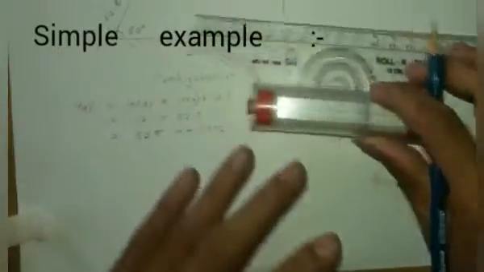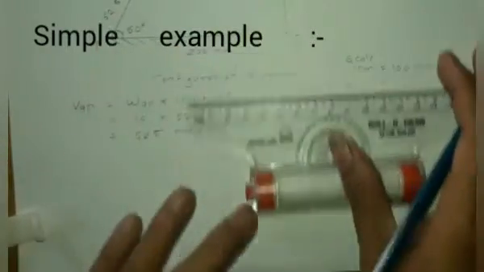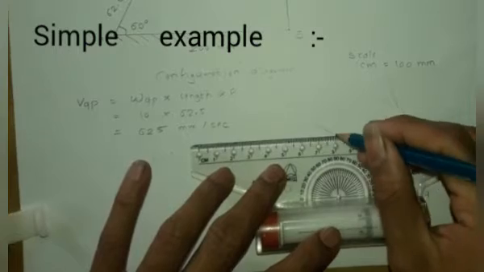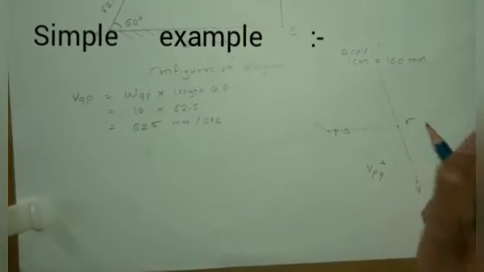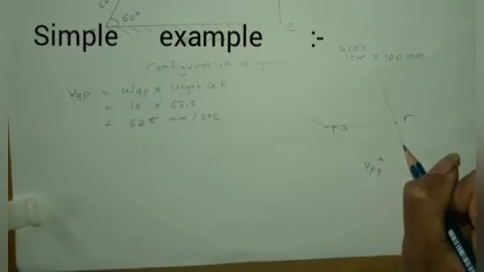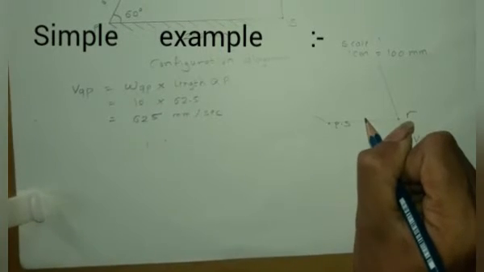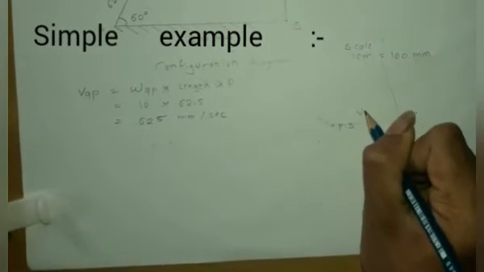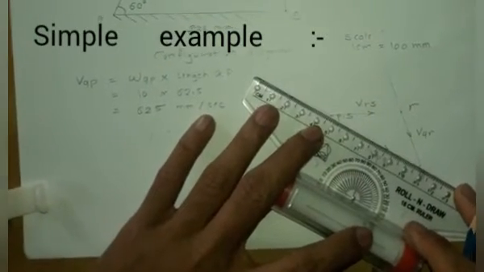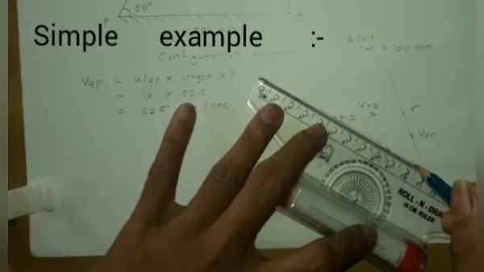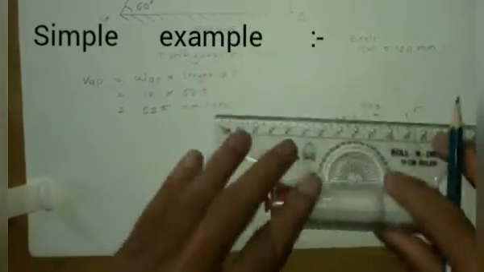Then we take a line perpendicular to link RS, passing through the point S, that is fixed point PS. In this way we will get point R. It will be the velocity of link QR. It will be the velocity of link RS. So in this way our velocity diagram is complete.